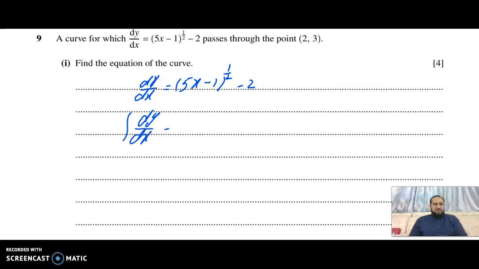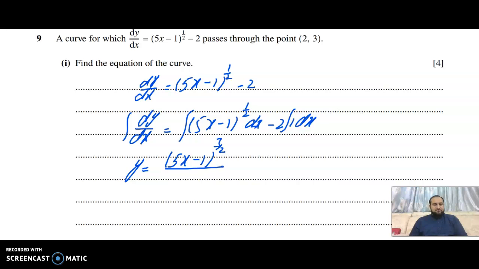So dy by dx is equal to the integral of (5x minus 1) to the power half dx minus 2 times the integral of dx. So y is equal to (5x minus 1) to the power of 3 by 2 over 3 by 2 times 5, minus 2x plus c.